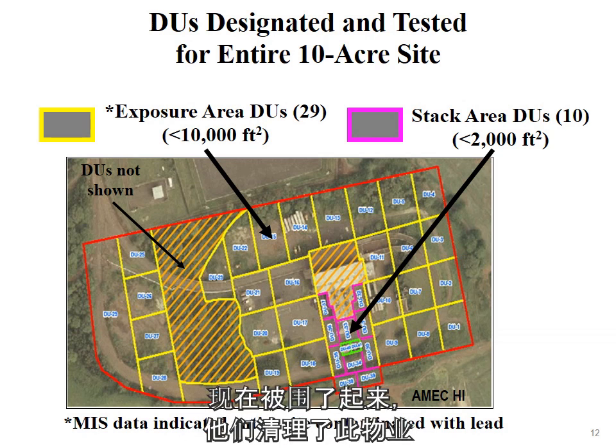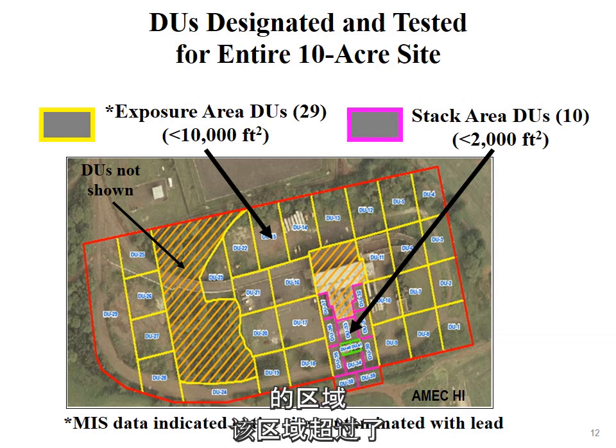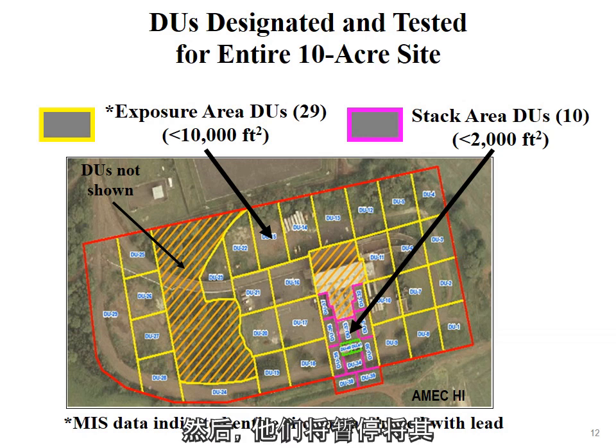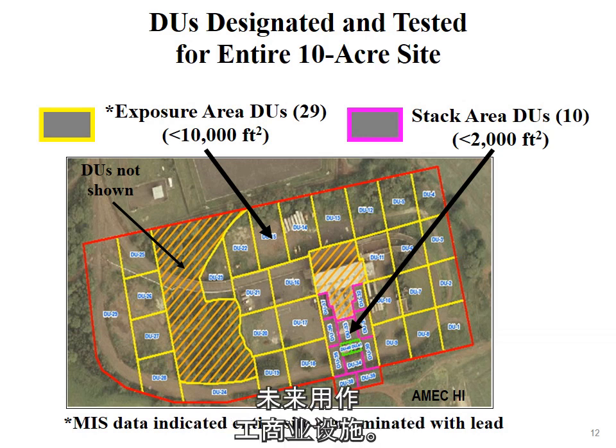It's being fenced off, and they're cleaning up the areas of the property that exceeded screening levels for commercial industrial use, and then they'll just continue using it for commercial industrial use in the future. But again, they went in and got out, I think, in 2 rounds of investigation at this site. They also did some investigations at depth. I won't go into that.